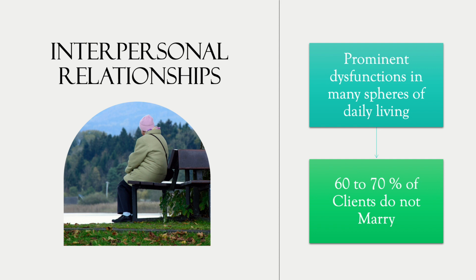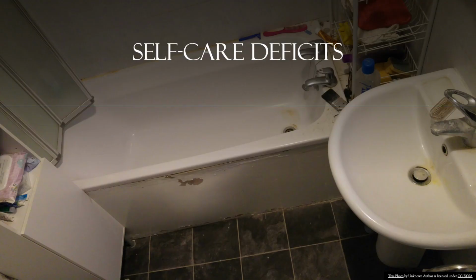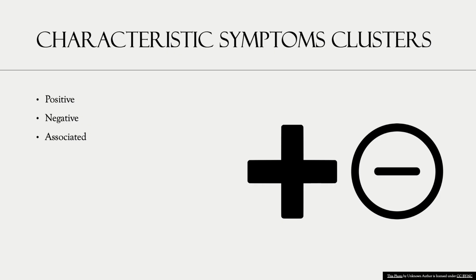Interpersonal relationships, 60 to 70% of clients with schizophrenia do not marry. Social occupational functioning, there's a downdrift of functionality noted over time. There's lower academic achievement compared to unaffected siblings, difficulty holding a job, and underemployed relative to intellectual capacity. Self-care deficits such as poor hygiene, difficulty with financial management, and limited independent living skills.